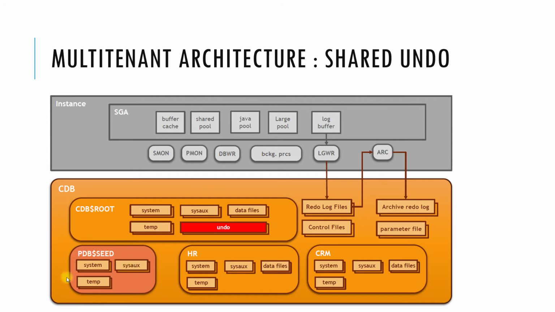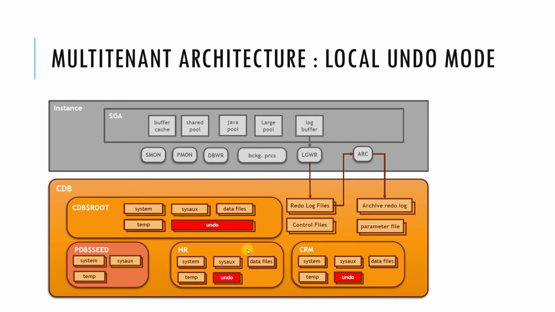We already have talked about PDB seed. Every PDB will have the same kinds of data files: application data plus system provided tablespaces, system, sysaux and temporary tablespaces, as well as the source code or the application code of any application getting deployed in these pluggable databases. So this particular red color undo is shared undo.